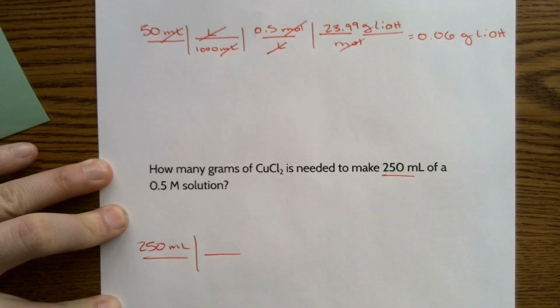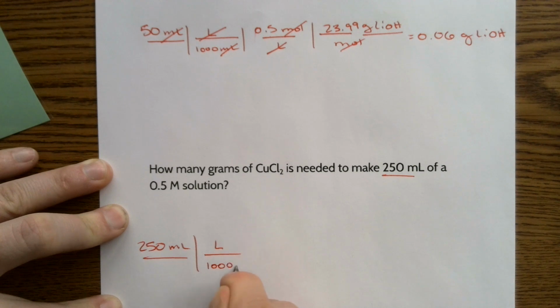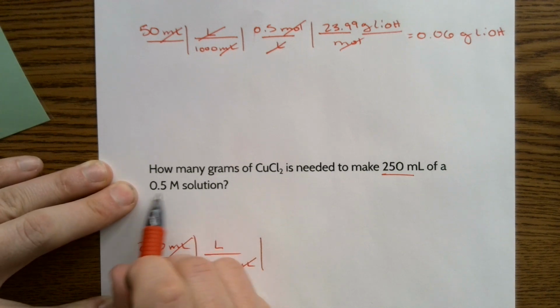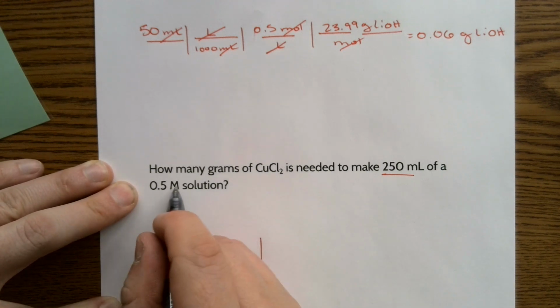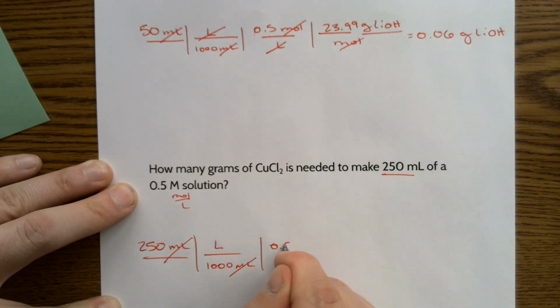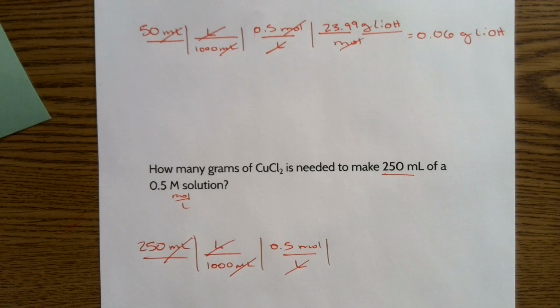But can I work with milliliters? No, so I need to convert this into liters. 1,000 milliliters is equal to a liter. My milliliters cancel, and now I can use this to compare it to my concentration, which big M is equal to moles per liter. So I have 0.5 moles per liter. My liters cancel, and now I'm left with 0.5 moles. Now I can convert my moles into grams, but the molar mass I have to find on my periodic table.